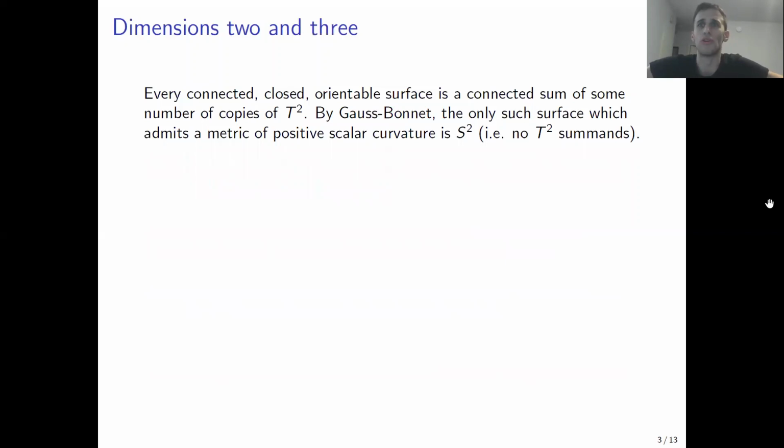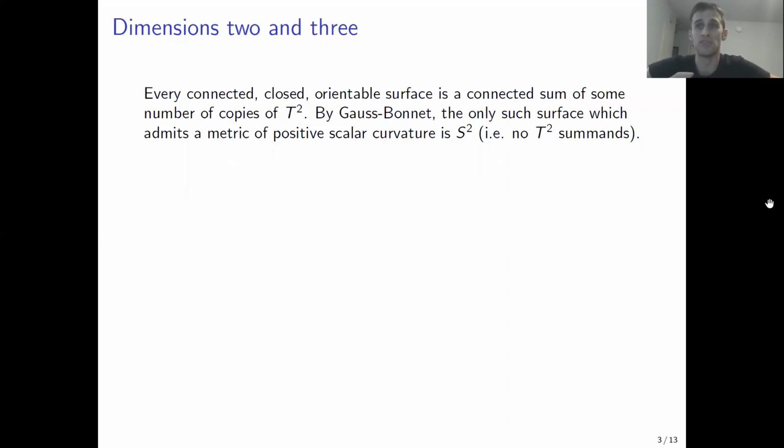Dimension 2, we know a lot about. By the classification of surfaces, every connected closed orientable surface is a connected sum of some number of copies of the 2-torus. If you take 0 copies, that's just the 2-sphere. If you take G copies where G is positive, then you get a surface of genus G. Note a surface of genus G is aspherical because its universal cover is diffeomorphic to R2, which is contractible.